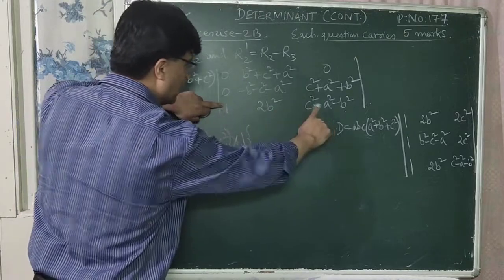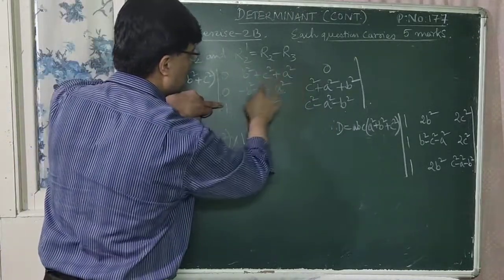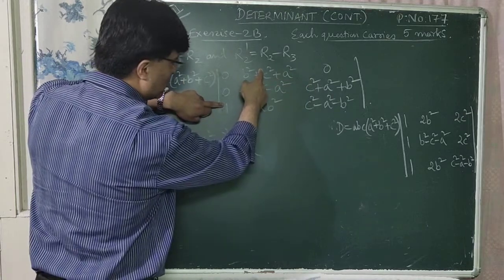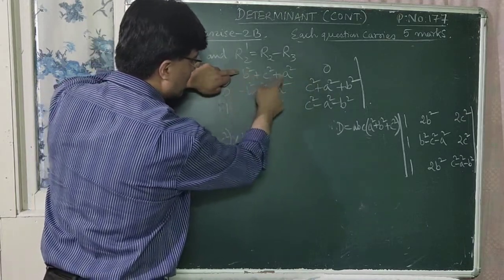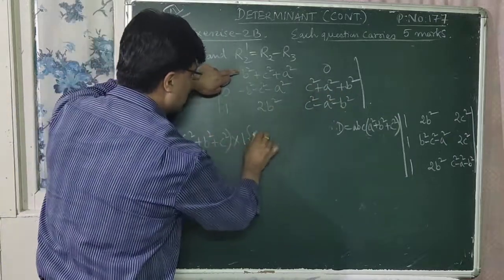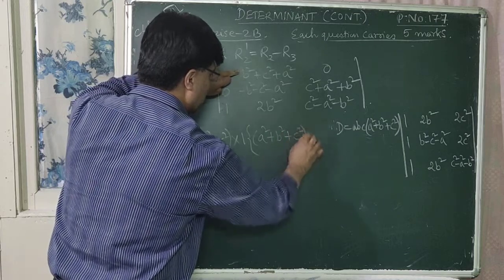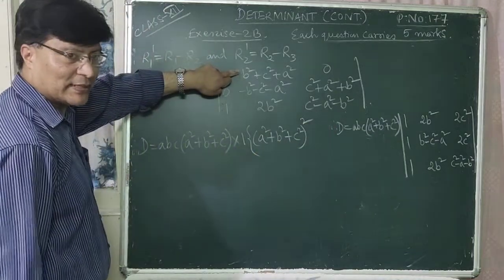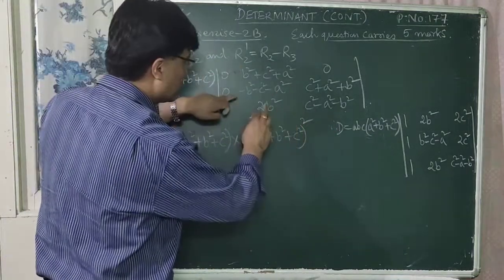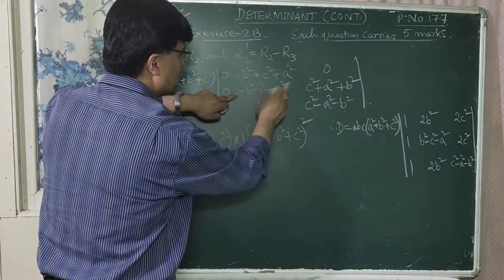That means third row and first column are deleted. So these terms remain. So you have to cross multiply b square plus c square plus a square by c square plus a square plus b square. That is, how much is it? A square plus b square plus c square whole square. Right? Then cross multiply by 0 into minus b square minus c square minus a square, that is 0.